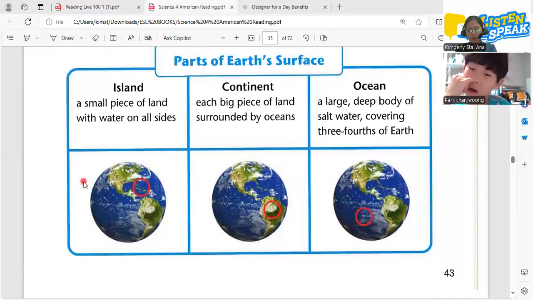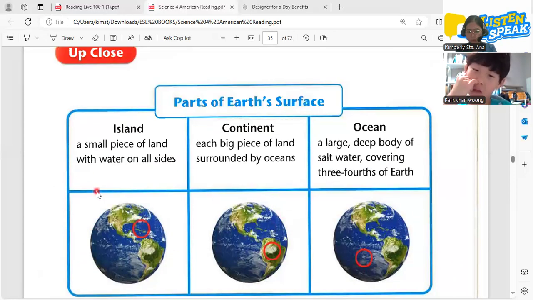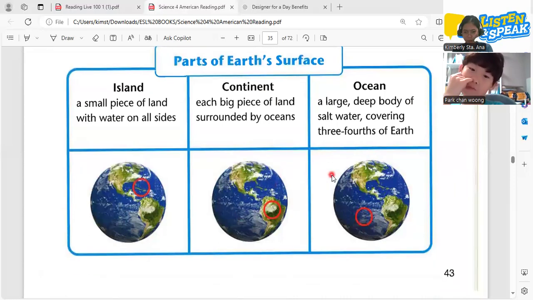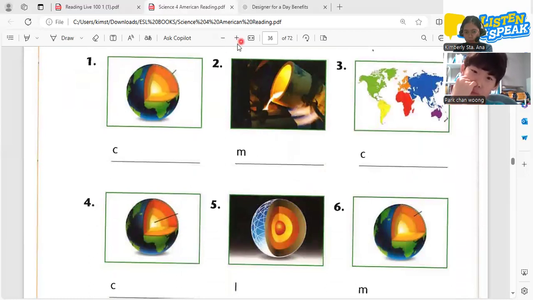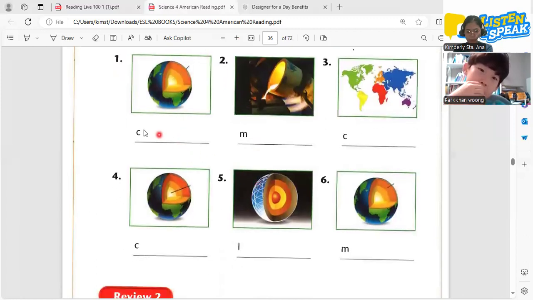Okay, that is very cool. So aside from the structure of Earth, which are the three layers, we also have this. It's about other things we see on our Earth's surface. We have the island, continents, and the bodies of water. So next, we have these pictures, and I need your help in naming all of this. So number one.